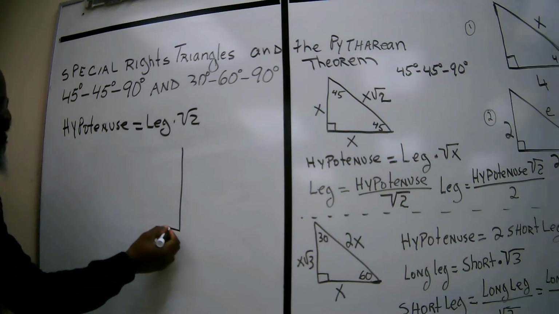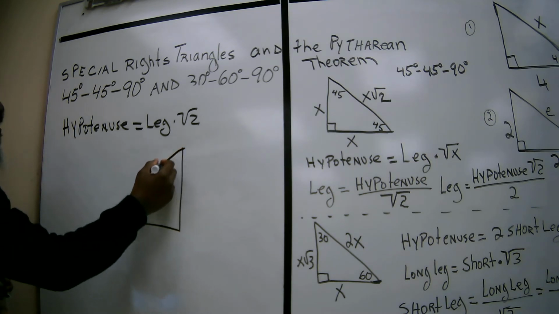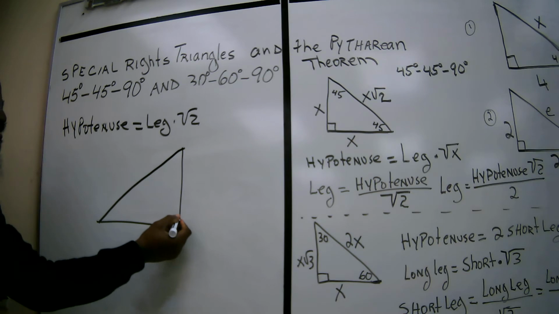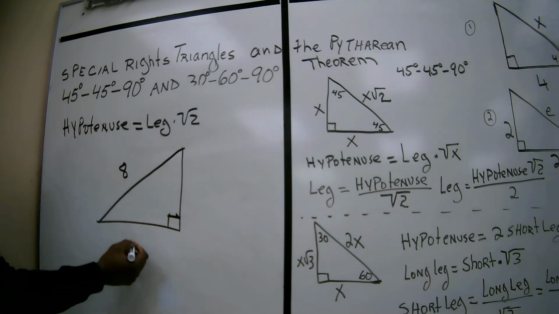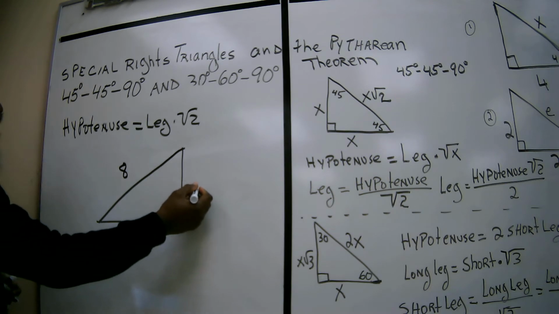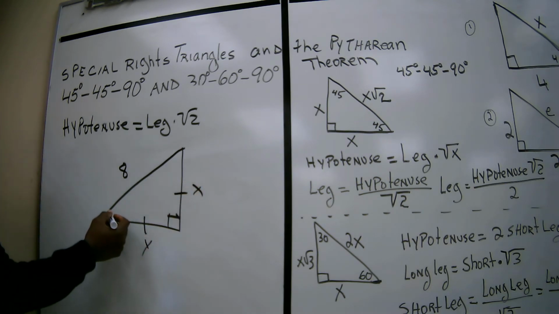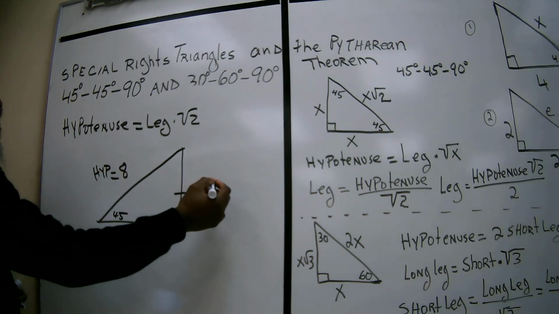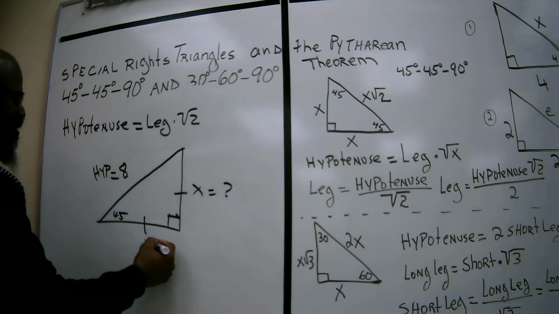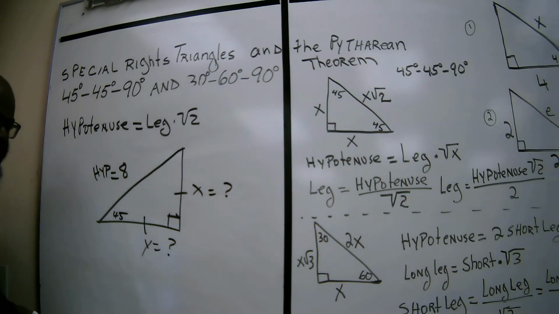This is when they give you the hypotenuse, then you have to find the legs. That will be the opposite of what we've been doing. Now they're telling us this is 8, this is x, and this is y. Okay. Now we know what the hypotenuse is. We don't know what the legs are. The legs are missing, and the legs are supposed to be the same.